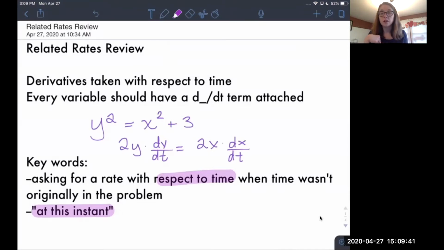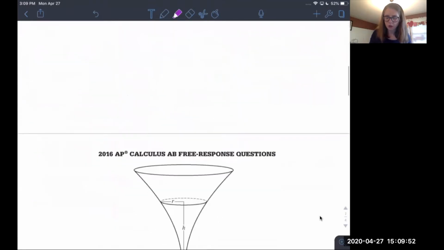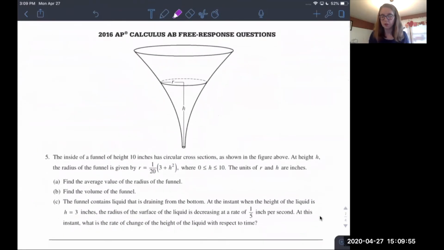So as an example, I'm going to record myself doing a piece of an actual AP exam problem to remind you how this might work. The problem that I'm going to do is from the 2016 AP Calculus exam, and it's the problem about a funnel. I'm only going to do the part of this problem that actually is a related rates problem.